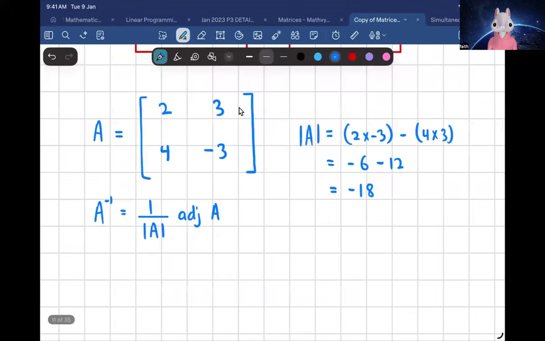So now we need to find the adjoint. The adjoint part is where you're swapping things. By the way, did you know your Casio calculator can do matrix multiplication? It can do inverse. It can do all of this.